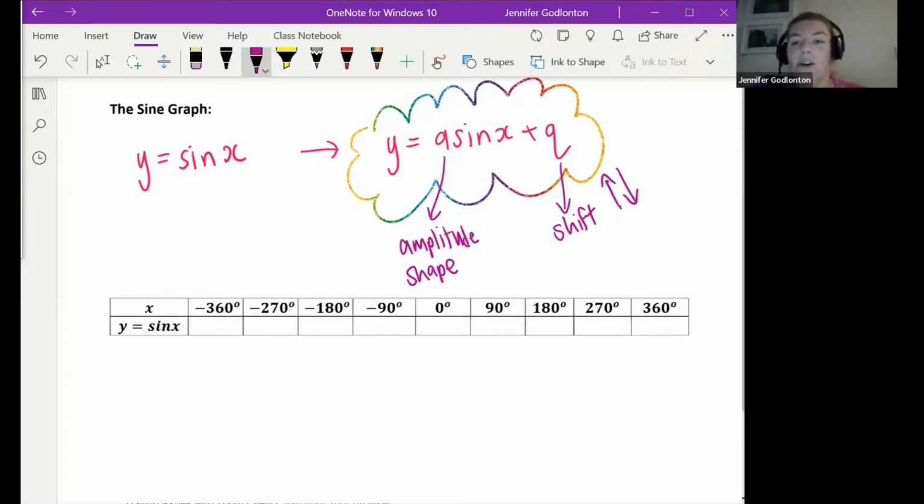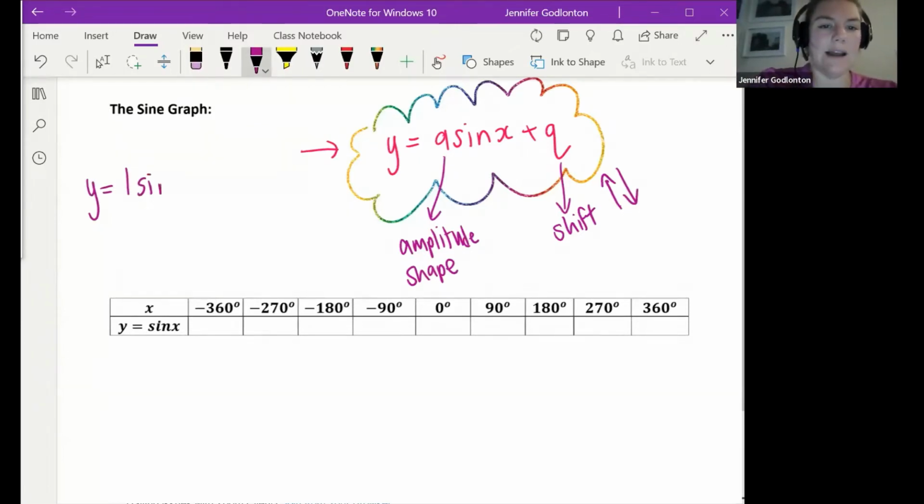Okay. So let's have a look at just a very simple sine graph. So basically what I'm saying is we have y is equal to 1 sine x plus 0. So I'm not shifting anywhere and my amplitude is 1. What would that look like? In order to get an idea of what that looks like, we're going to use this little table so that we can draw our graph. So in your calculator, for the first one, you're going to write sine and then in brackets, negative, don't forget your negative sign, negative 360, and tell me what that answer is.